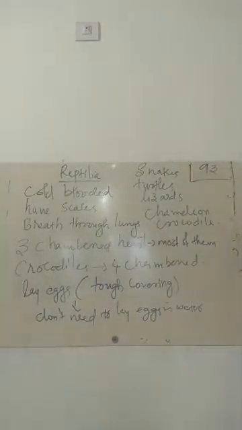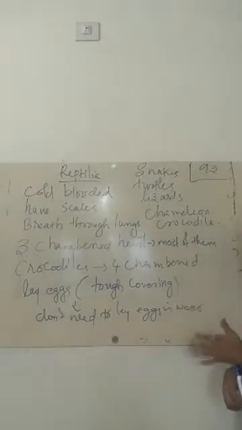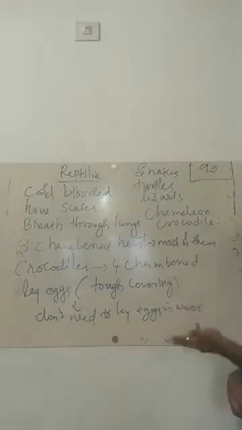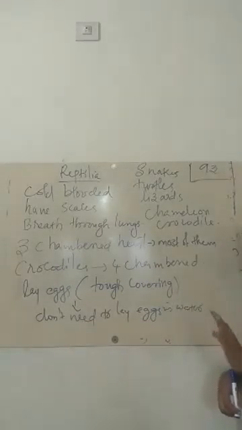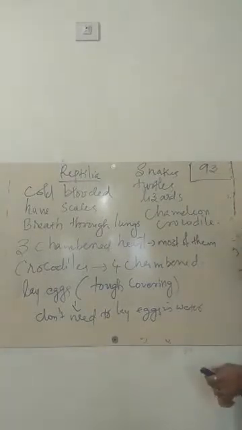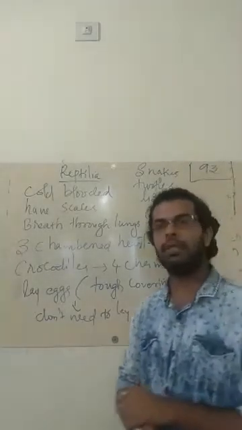So what we have said about reptilia: these animals are cold-blooded, have scales and breathe through lungs. Most of them have a three-chambered heart, and crocodiles only have a four-chambered heart. They lay eggs with tough coverings, so they do not need to lay their eggs in water, unlike amphibians. The main examples are snakes, turtles, lizards, chameleon and crocodile. Write it, and after that we will get into the next section.